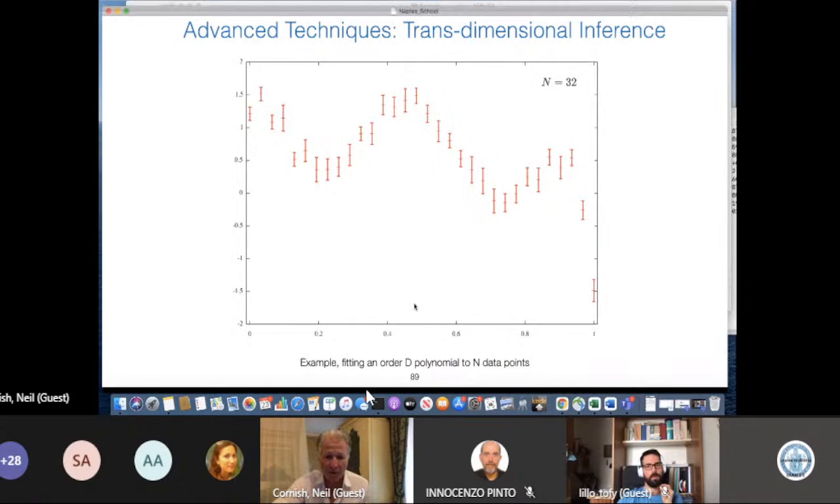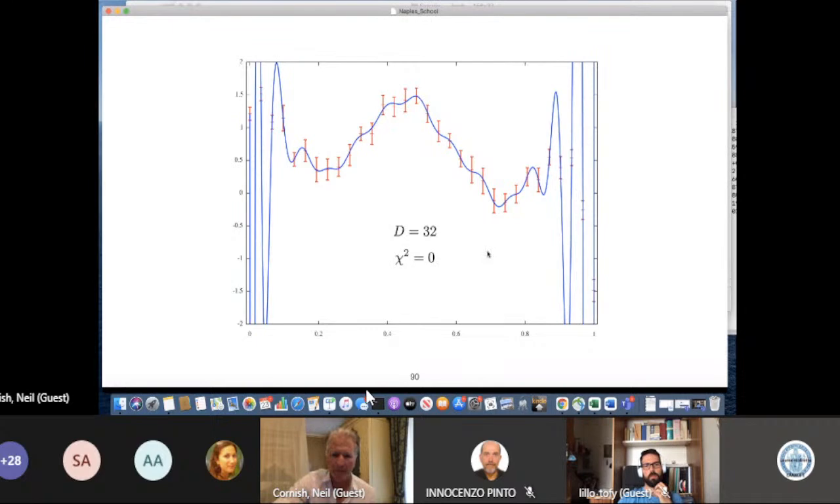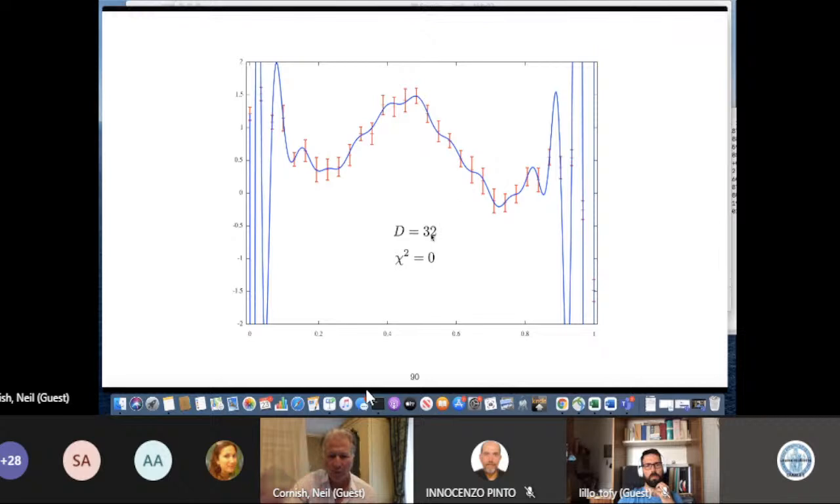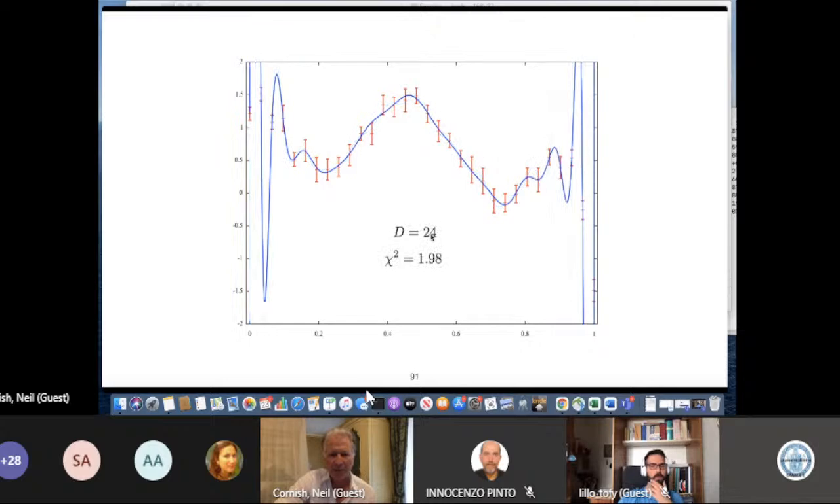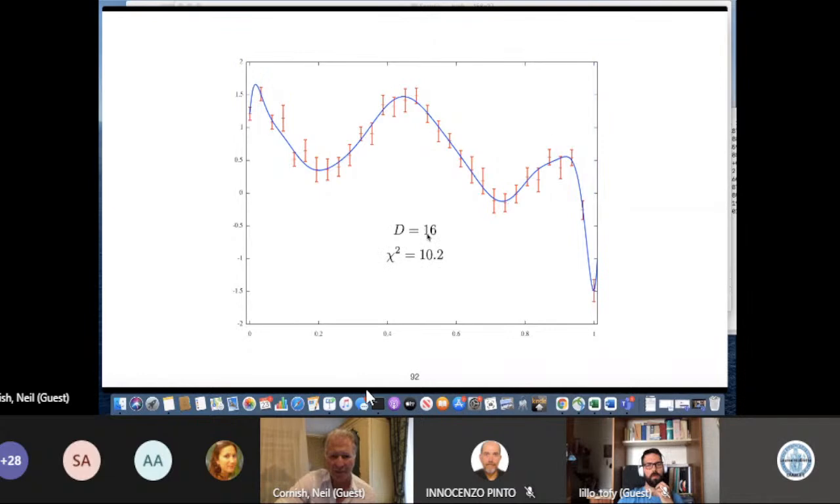So here's a really simple example. This happens to be a polynomial of order D, and we have 32 data points here. So you want to fit some kind of a polynomial to this. You can measure the chi-squared, which goes into the likelihood, and you see that if you use a polynomial with degree 32, you get a chi-squared of zero. You can get a perfect fit. You've got 32 data points, so if your model has 32 parameters, you can get a chi-squared of zero, right? But you're clearly overfitting the data. If we dial down the model dimension to the best fit degree 24 polynomial, it's still overfitting the data. We dial it down to 16, it's looking better. Down to 8, still doing a pretty good job. By the time we're down to dimension 4, the model's now a bit too simple. We're not fitting the data very well.